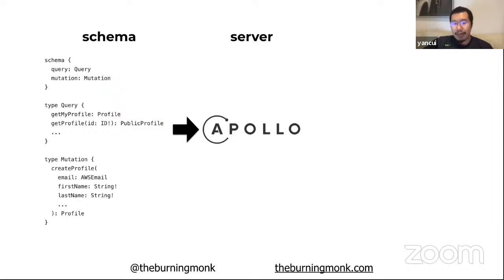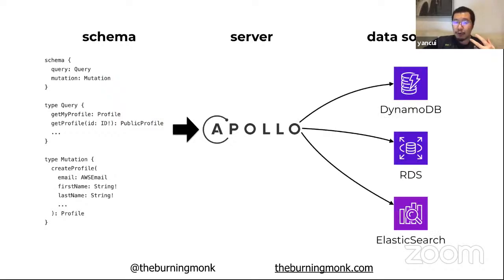The server is going to validate the query, parse it, and then for different parts of the query, it's going to use what are called resolvers to fetch data from different data sources. Then the GraphQL server is going to stitch the different parts together and return a JSON structure with just the fields that the client has asked for in the GraphQL query.